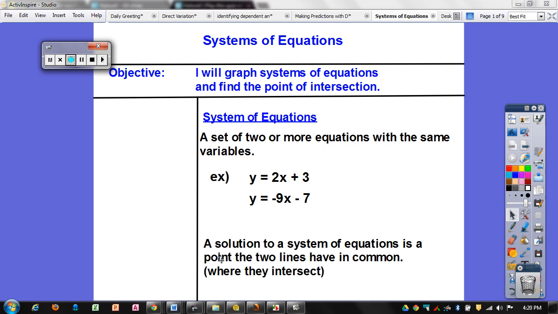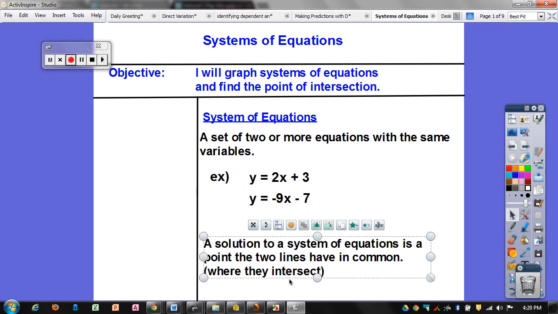Now you're going to be finding the solution to systems by graphing, and a solution to a system of equations is the point that the two lines have in common. So when you graph these two lines, the point where they intersect is going to be the solution. So your solution is an ordered pair.